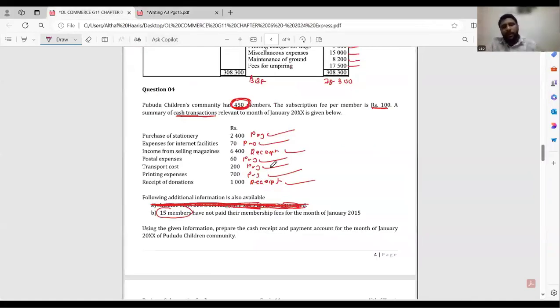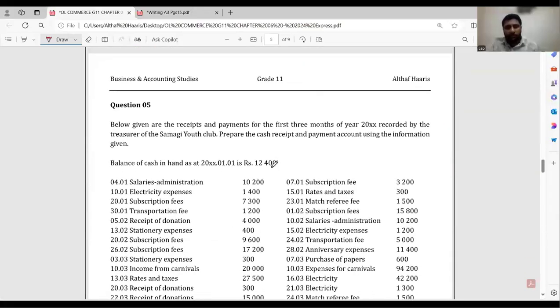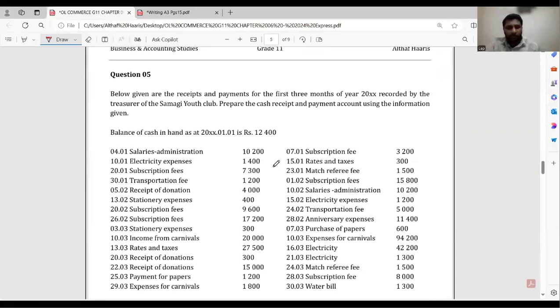Okay. Now let's move to the next one. Question 5. Oh, it's a big one. Below given are receipts and payments for the first 3 months of year 20XX recorded by the Treasury of Samagi Youth Club. Prepare the cash receipt and payment account using the information below. When you are starting, cash in hand 12,400.